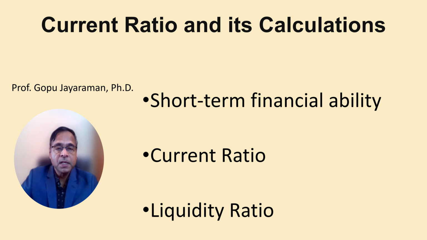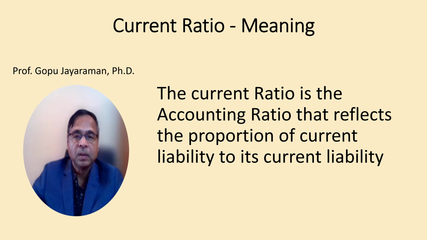The company's financial condition is measured in terms of long-term financial ability and short-term financial ability. The short-term financial ability is evaluated in terms of liquid ratios, namely the current ratio and quick ratio. The current ratio is an important ratio which measures the short-term financial position of a company.